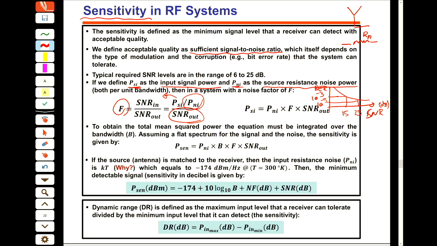Okay? Is it clear? So PSI minimum is the sensitivity. The minimum power that I can tolerate if I want to achieve this bit error rate. And it comes from here. So I know the noise factor, I know the SNR that I need from the graph, I know the input resistance of my antenna or my source, and I know the bandwidth of my system, and then I can calculate this.